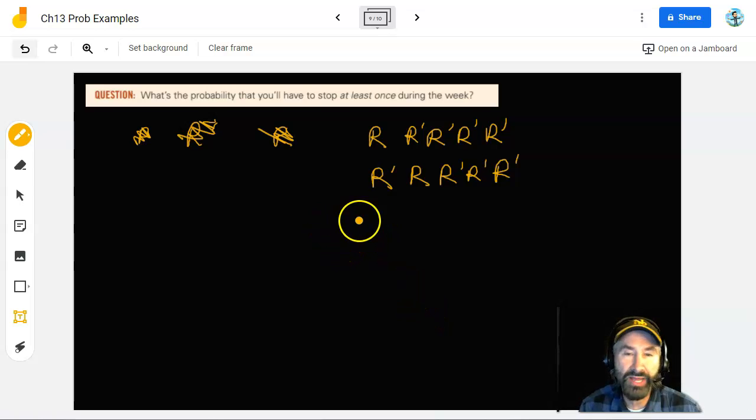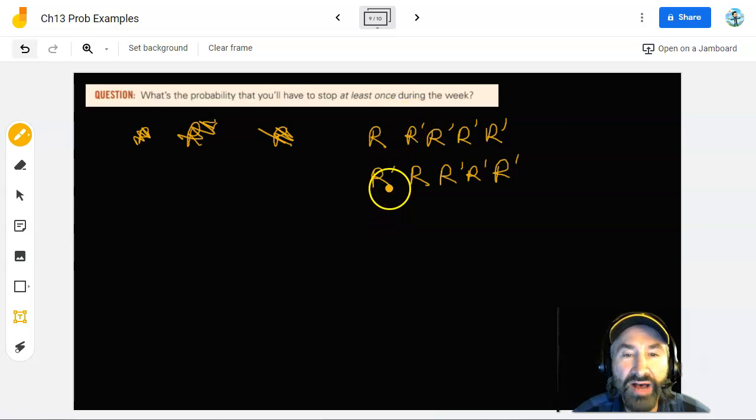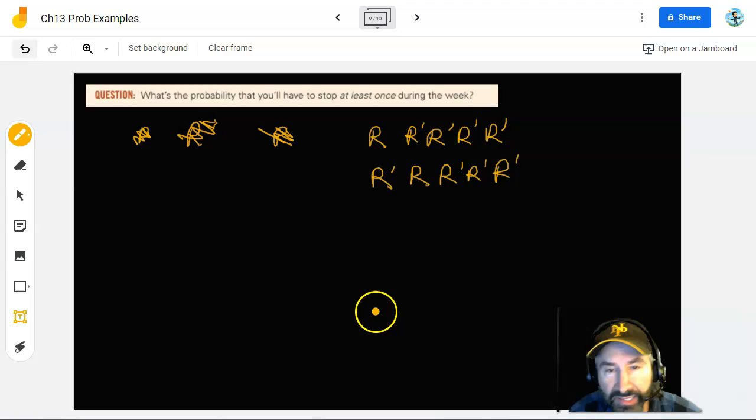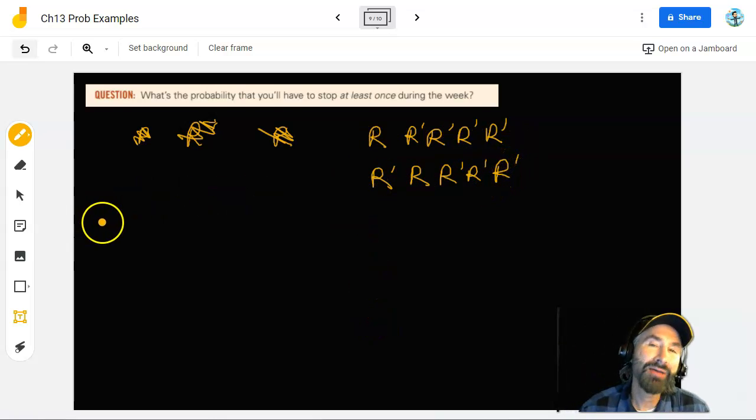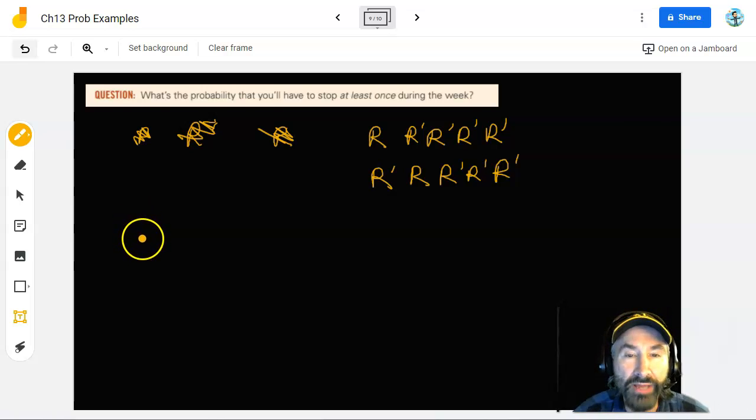Let's see, I'm trying to think, is there anything else? I guess it's not that bad because I really only have to write it out five different ways, right? I could write it again and again and again, but then the problem is I've got to do the calculation with all these things. I want to show you a little trick, and there's an easier way.